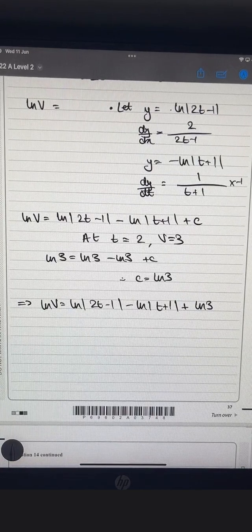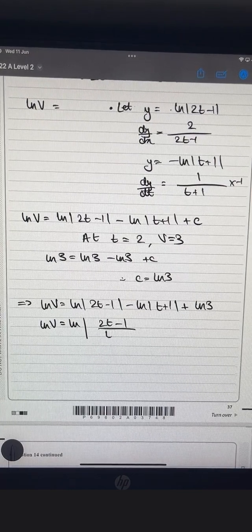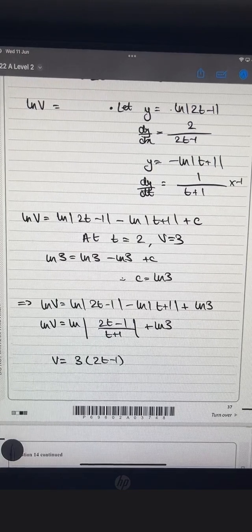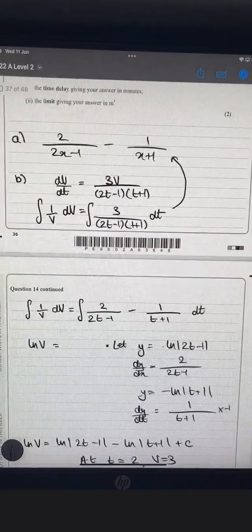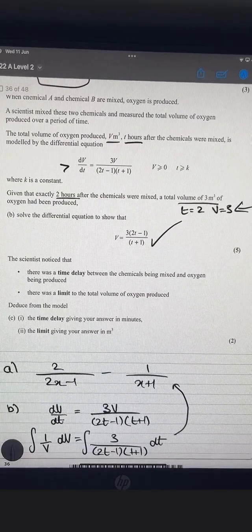All right, so now I just take it in the form of v, right? So I'm going to subtract this first using my log laws. So ln v equals ln modulus of 2t minus 1 over t plus 1 plus ln of 3, just doing one thing at a time. So that means that v is going to be equal to, and if I just add the logs with the same base, remember I multiply, so that's going to be 3 times (2t minus 1) over (t plus 1). Big fat underline there. Is that my answer? Yes, it is. So already 5 marks in the bag, secured, okay?